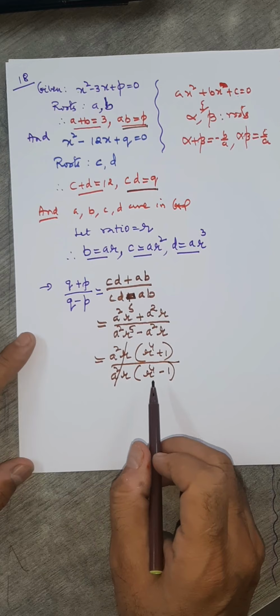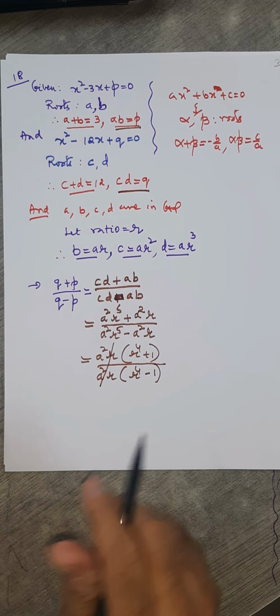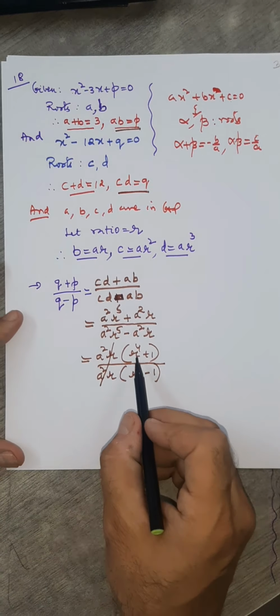B is AR. Now here we have plus, now we are going to write just a minus sign here. Same thing but with minus sign. What is common? You will find A square R common. So this is R raised to 4 plus 1 upon, here again A square R you will find common. So this is R raised to 4 minus 1. This will get cancelled here. Now ultimately the question comes down to finding the value of R raised to 4, and we put it here.